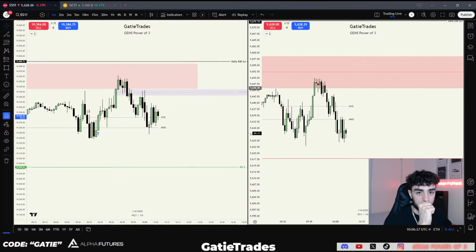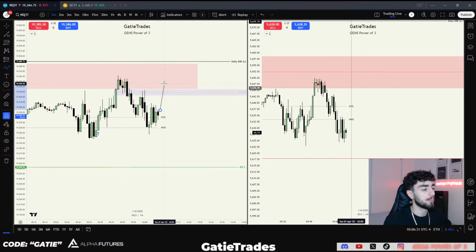What would I consider a high quality setup? I want to see a run on a high and then a breakdown lower. I don't want us to just move lower from equilibrium. I want to see us move higher first.